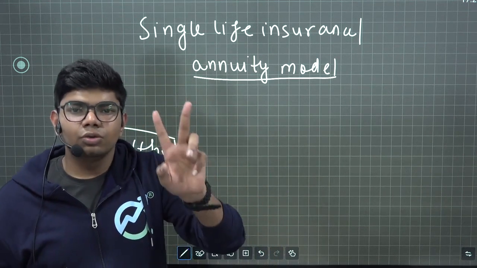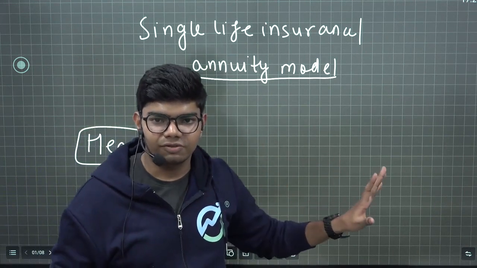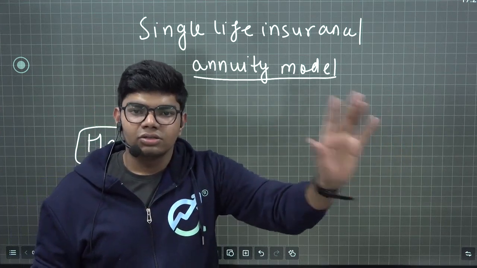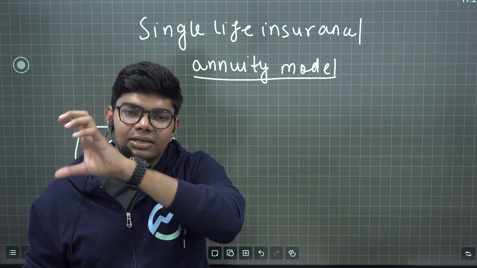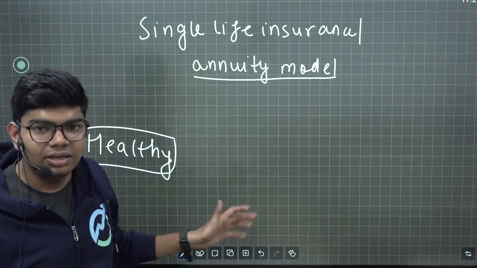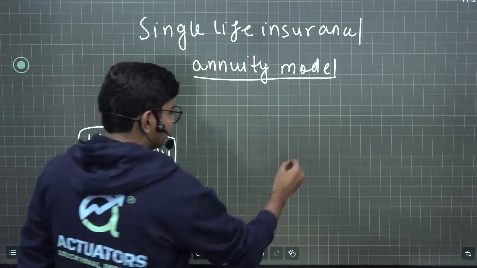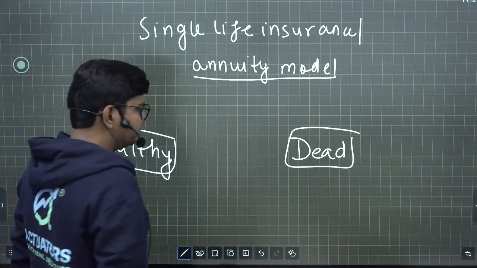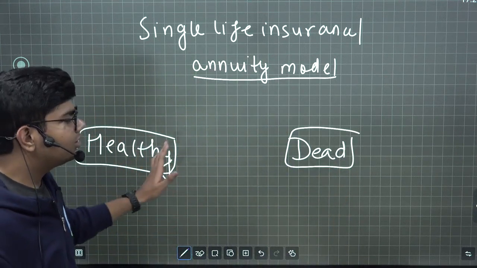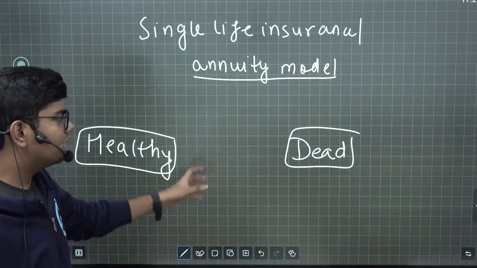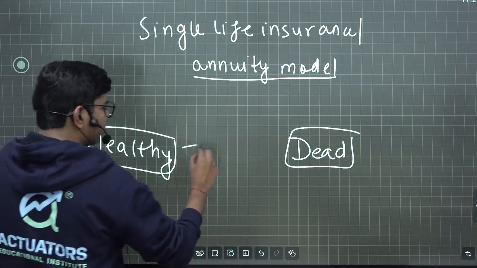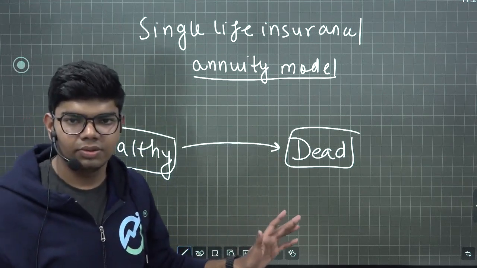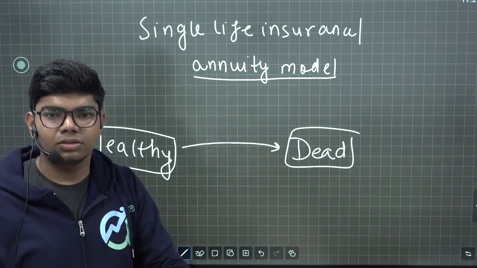So there are only two states from the insurance company's perspective. They consider whether you are alive or dead. So when you are alive, you would be considered as being in the healthy state, and as and when you die, you will be considered in the dead state, right? So the basic functionality of this model is that you can go from healthy to dead, and the moment you go from healthy to dead, the payments would stop. That is it. So this is what this model is all about.